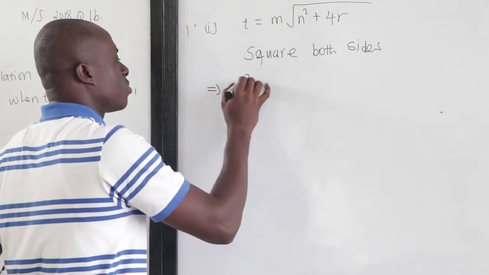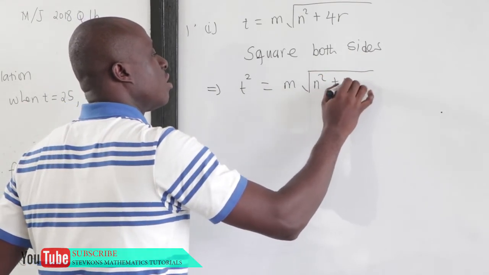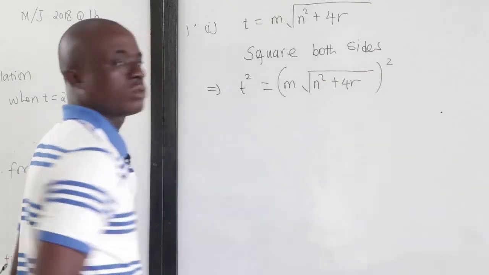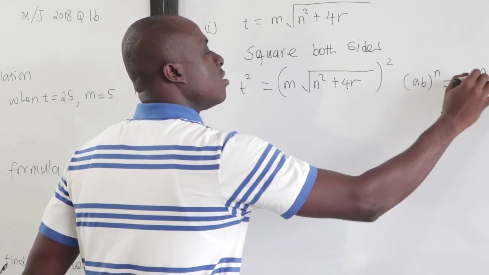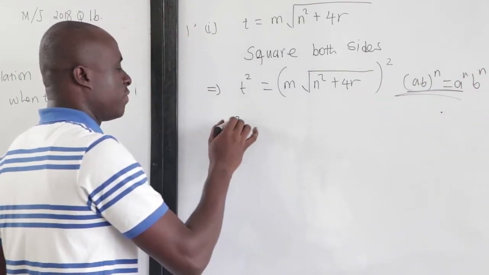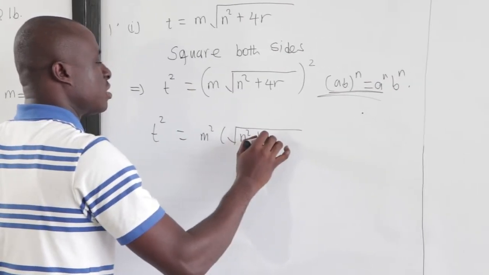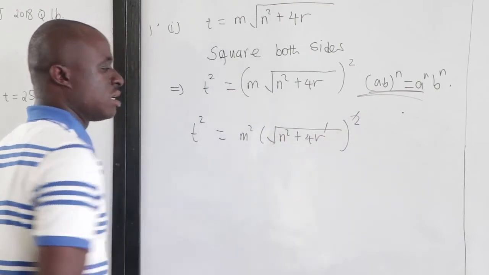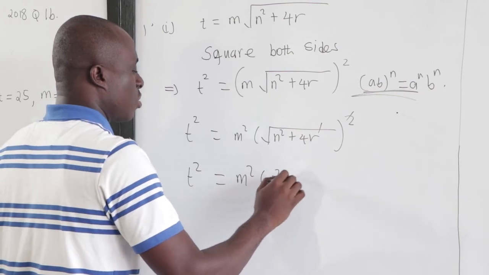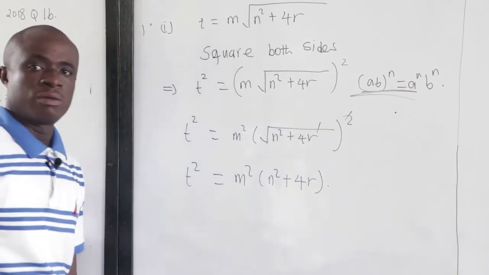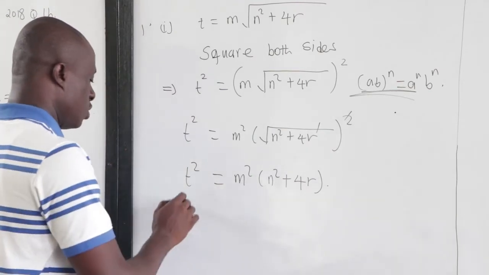So what do you have? T squared equal to M square root of N squared plus 4R, all squared. Now we know if you have AB all to the power n, this is A^n B^n. Clearly we have T squared equal to M squared times square root of N squared plus 4R all squared. This is cancelling out that, so we have T squared equal to M squared times N squared plus 4R. Now from here, we want to make N the subject. So we have to expand using the distributive property.